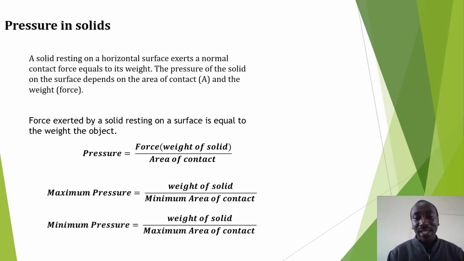Vice versa applies when you want to get the minimum pressure. You just maximize the area of contact. If the area of contact increases, the pressure decreases, provided the force remains constant. Therefore, you can determine the maximum pressure by minimizing the area of contact, and you can get the minimum pressure by maximizing the area of contact.